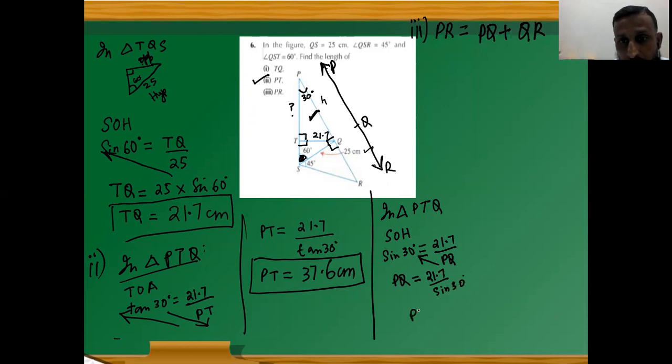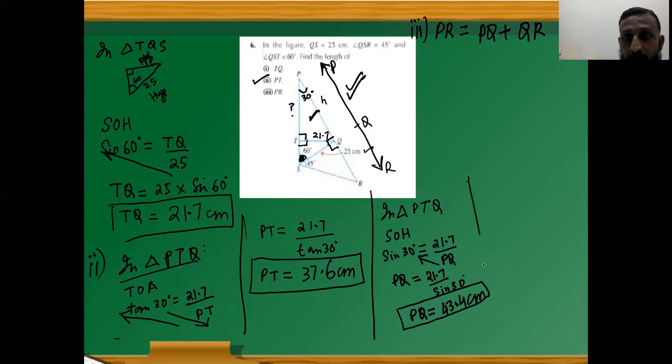Okay, boys and girls, so your calculator will give you your answer. PQ is equals to 21.7 divided by sine 30, and your answer is found to be 43.4 centimeters. This is not our answer, boys and girls. We have just found this much part. Again, QR is remaining, right?